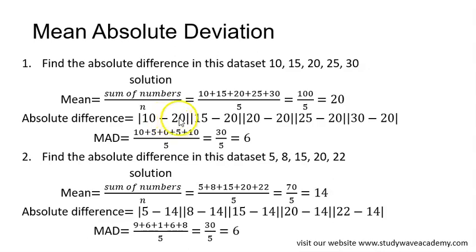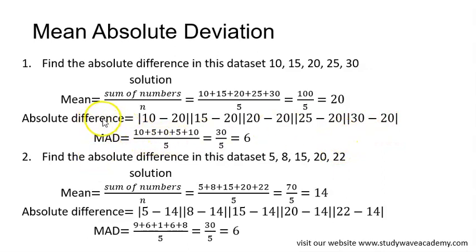So we have 10 minus 20. It's going to give us minus 10, but since we're looking for the absolute difference, meaning it should be positive, we take 10 as the answer. 15 minus 20 is going to give us minus 5, but we're looking for the absolute difference, so we take 5, not minus 5. 20 minus 20 is going to give us 0. 25 minus 20 is going to give us 5. 30 minus 20 is going to give us 10.